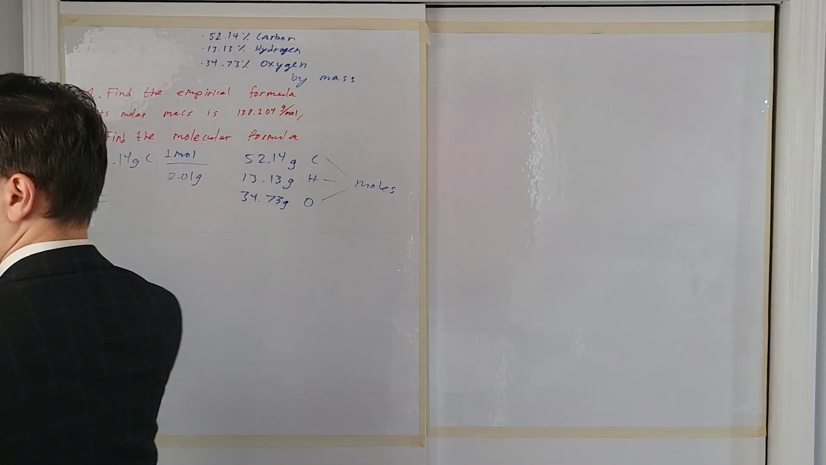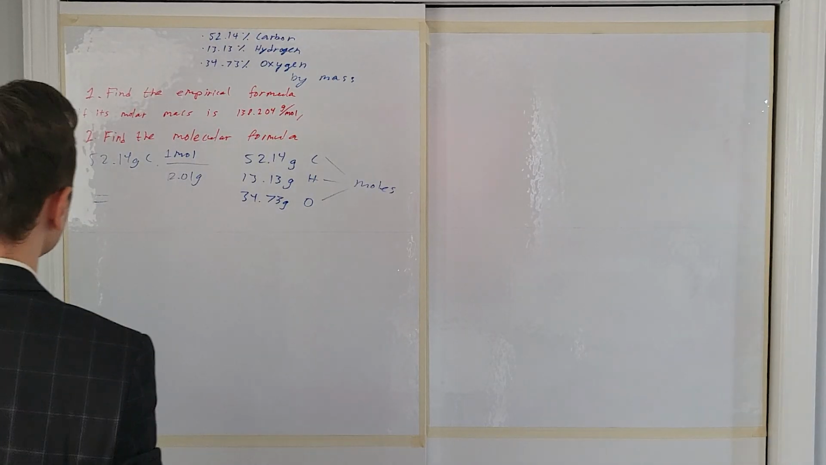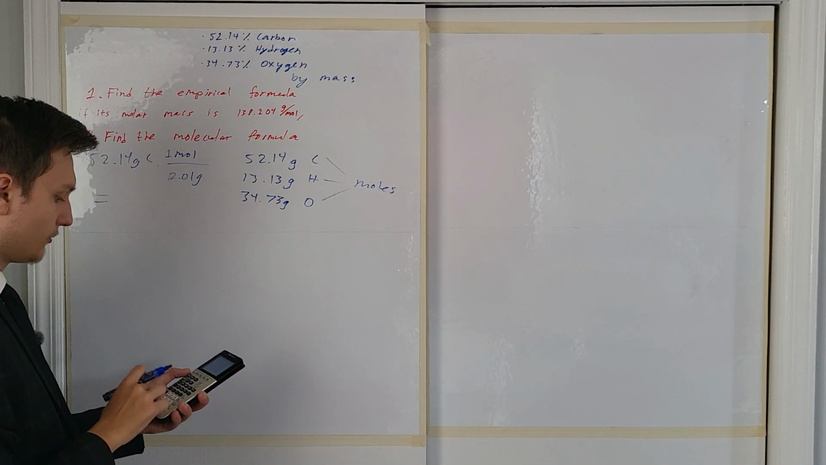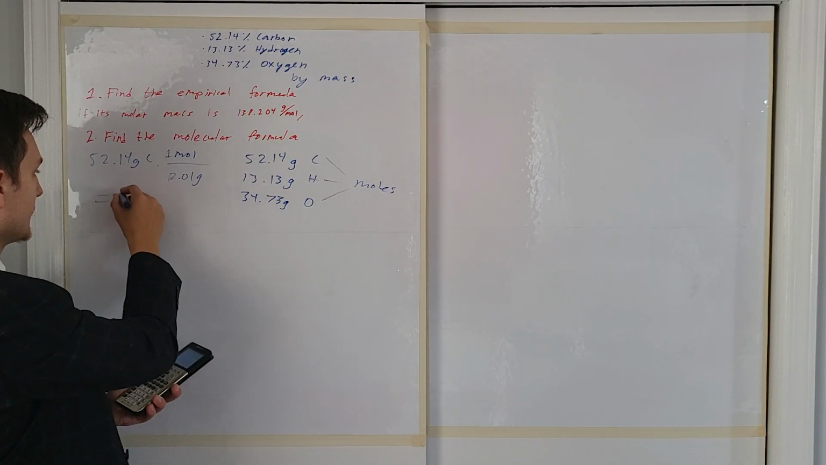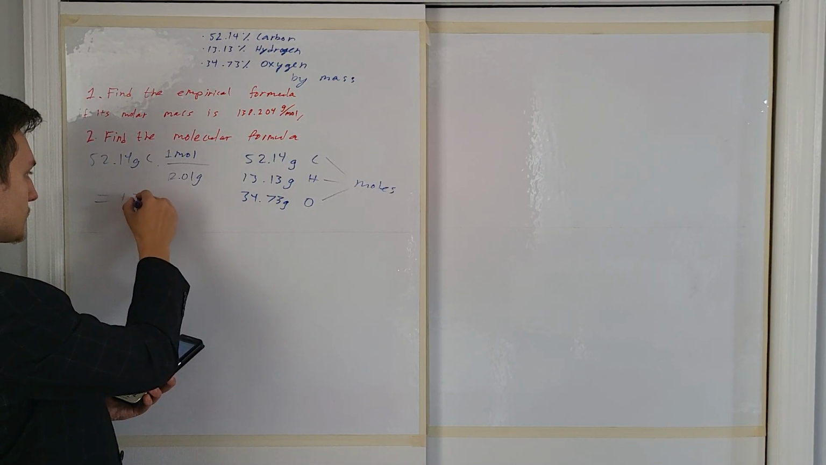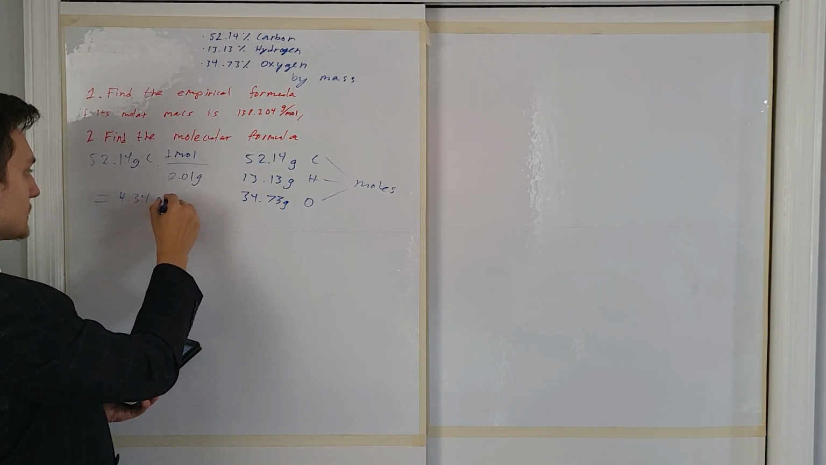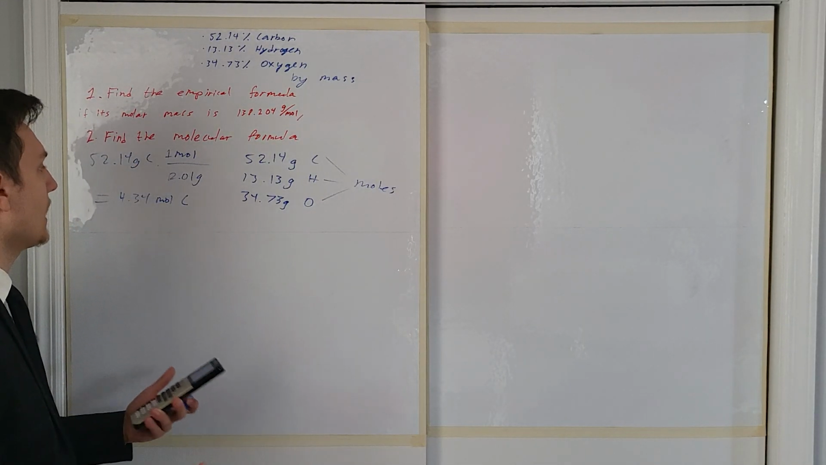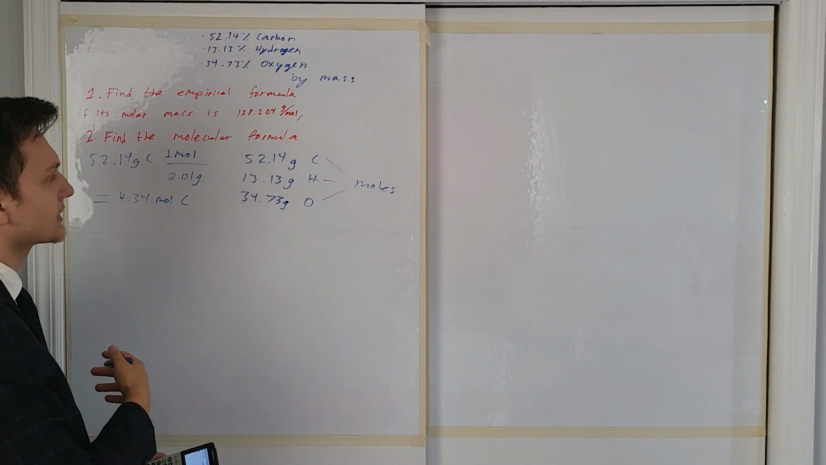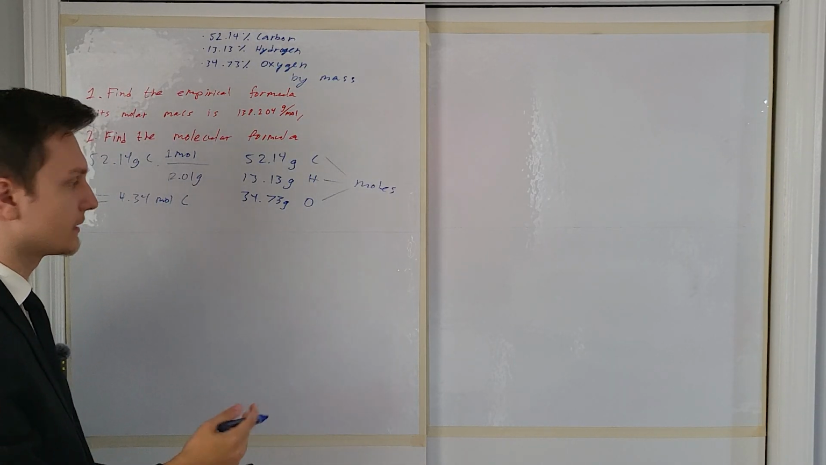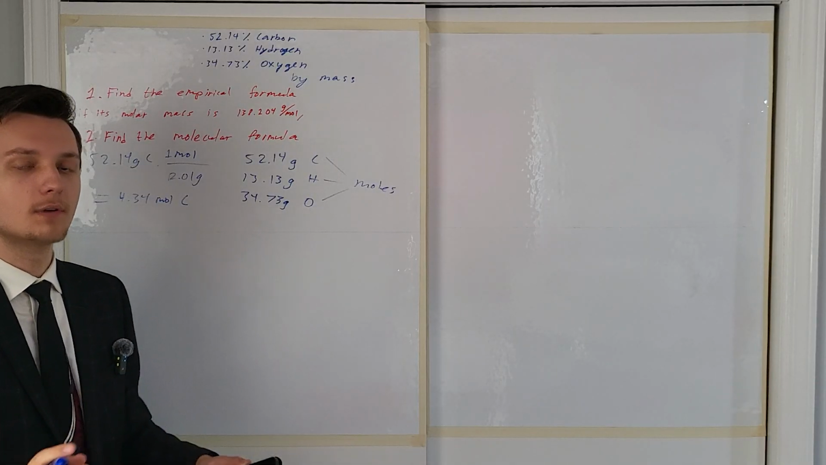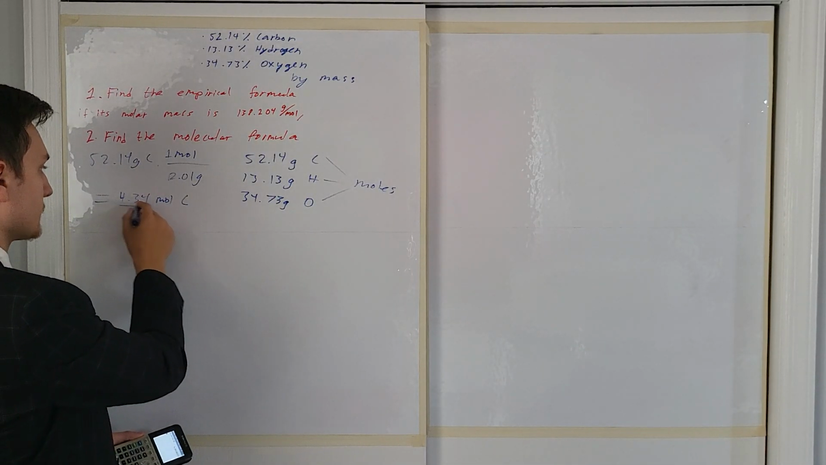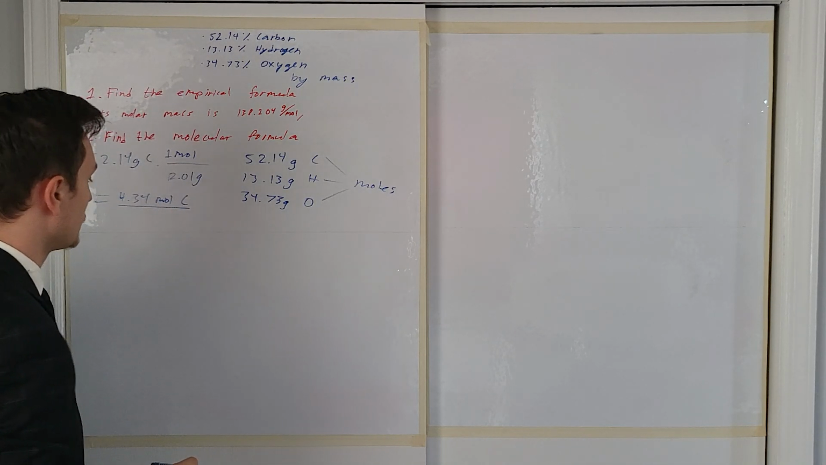So we're going to get out our calculator and we're going to do 52.14 divided by 12.01. And we're going to get 4.34 moles of carbon. Now, it doesn't matter if these are not round numbers, because remember, we picked an arbitrary mass to start with, and we're going to make them nice round numbers in the next step. But first, we need to calculate moles of everything. So we have 4.34 moles of carbon.